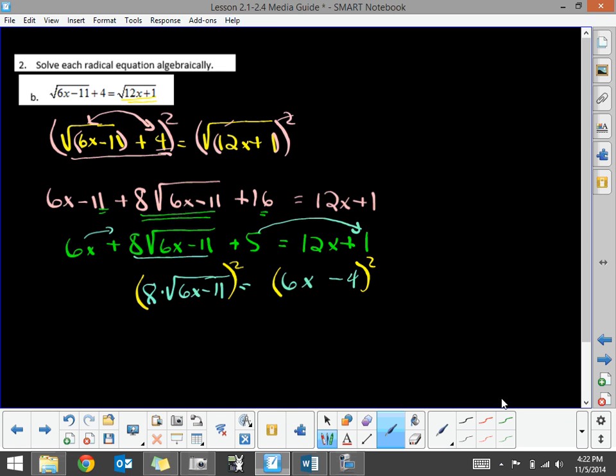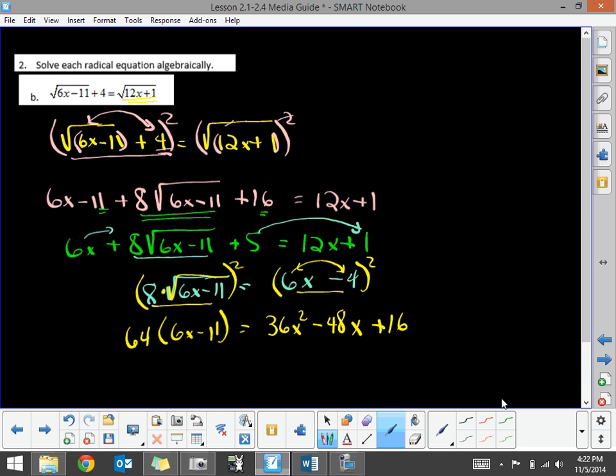Now I'm squaring a monomial over here. That's going to be 8 times 8, which is 64, and then I'm going to square the square root of 6x minus 11, which gives us 6x minus 11. On the right side, we're squaring a binomial, so that means we're going to get a trinomial. So I got 36x squared. I'm going to take the outside inside multiply, which is negative 24, and then double it, which is a negative 48x, and then plus 16.